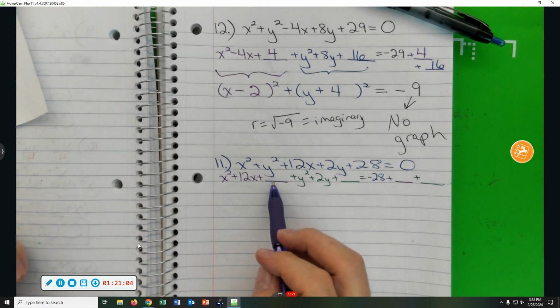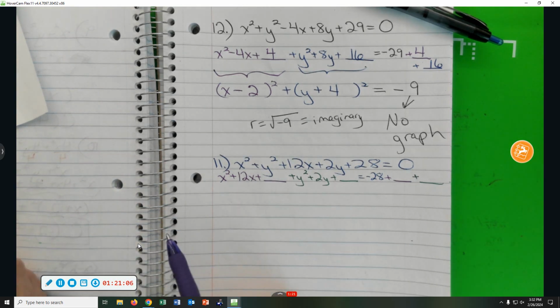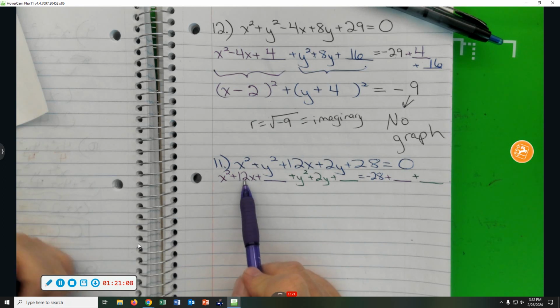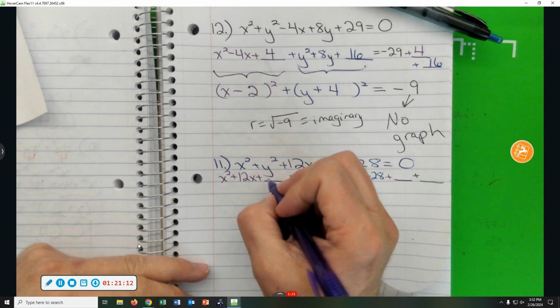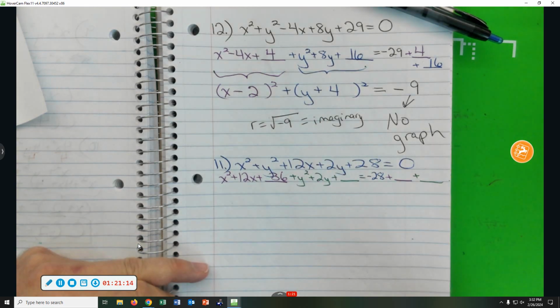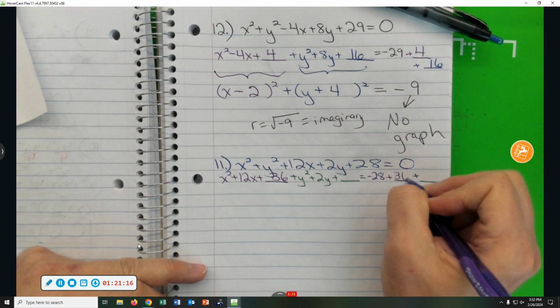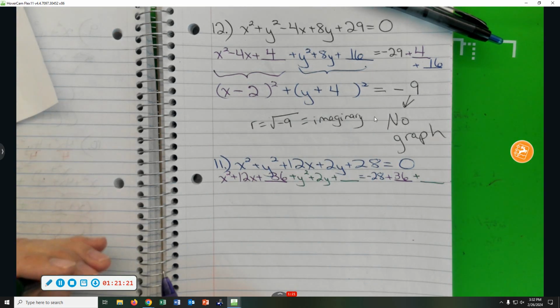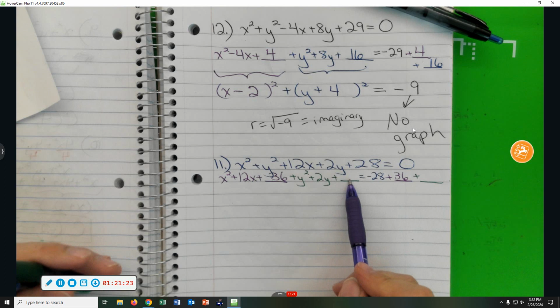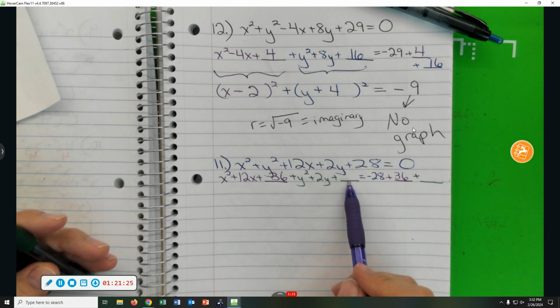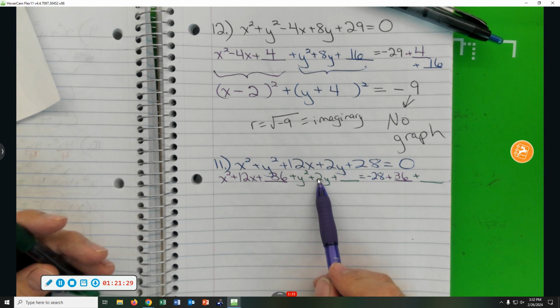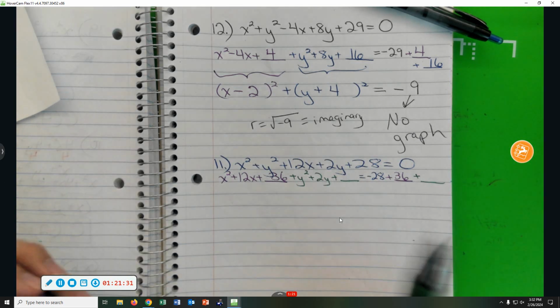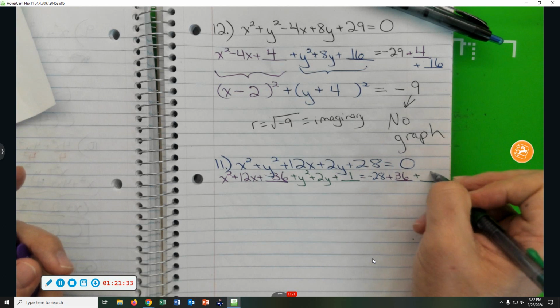What number is going to go in the purple blank? 36. 12 divided by 2 is 6. 6 squared is 36. So you put the 36 and the 36. Okay, what's going to go into the green blank? 1. 2 divided by 2 is 1. 1 times 1 stays 1. So 1 and 1.